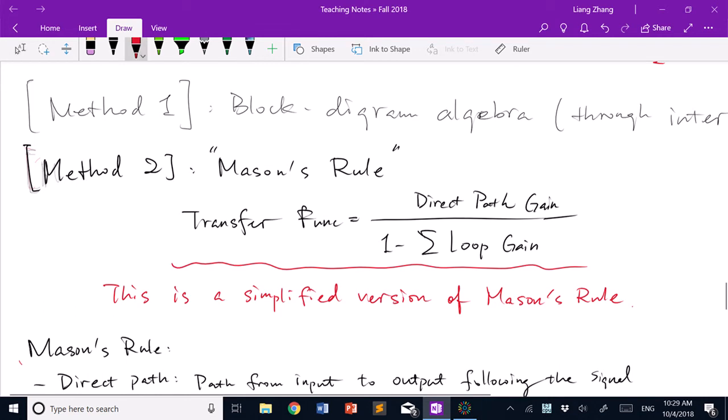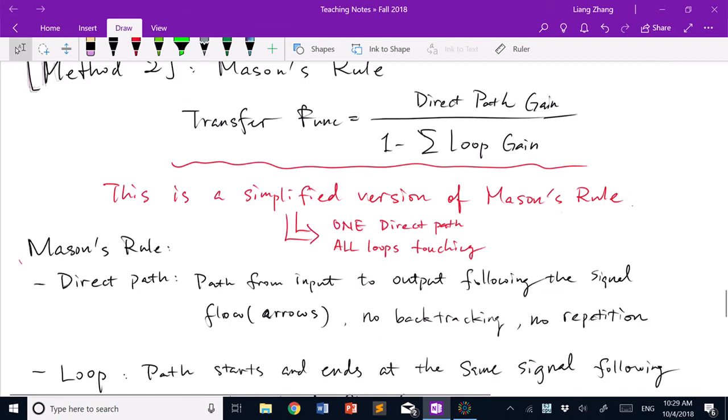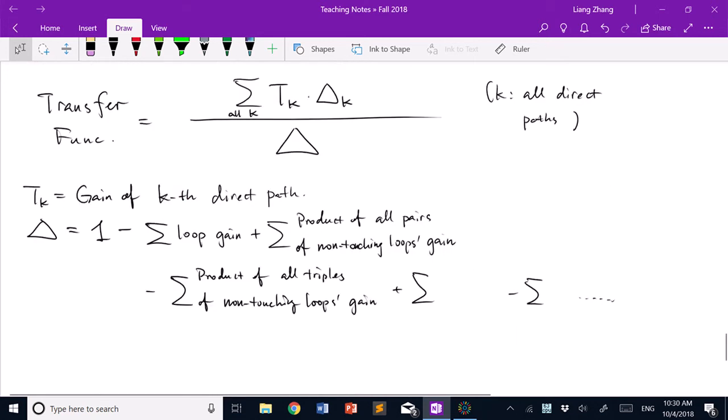So this applies to what? This applies to one direct path, and then all loops touching. Right? At least we know these two. Of course, there's one additional term we haven't defined. We have this big delta k, and this is something we need to define in order to proceed.